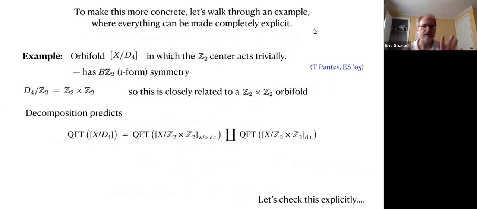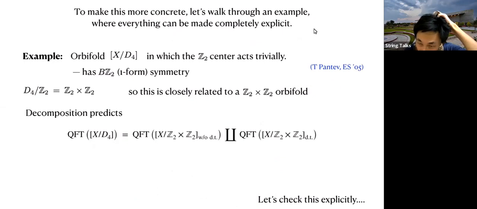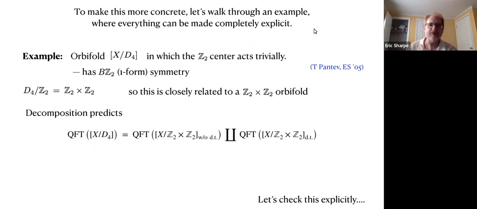Now, let me talk about a specific example. K has to be a finite group, right? Yes, K has to be a finite group for the orbifold discussion.